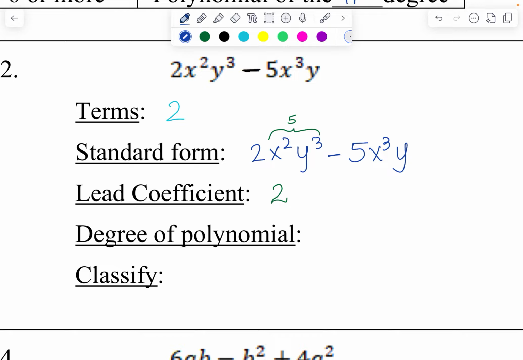And remember, this term is separated by a subtraction sign. For your second term, you add your exponents. That's x to the 3rd times y to the 1st. So that's a degree of 4. So clearly, 5 is bigger than 4. Your degree of the polynomial is going to be 5. And this particular polynomial, when classified, we call it a binomial.